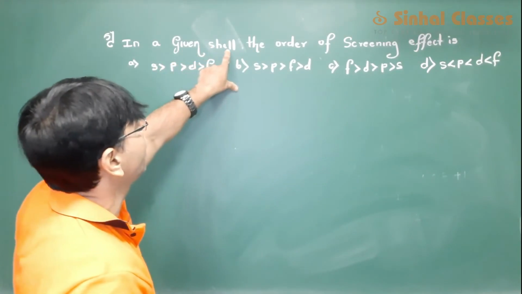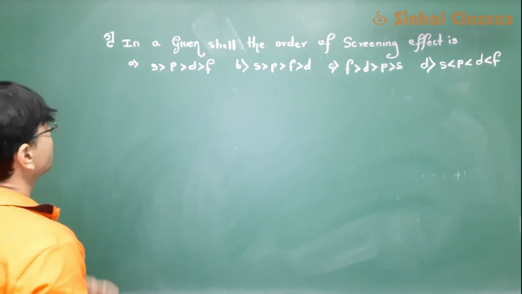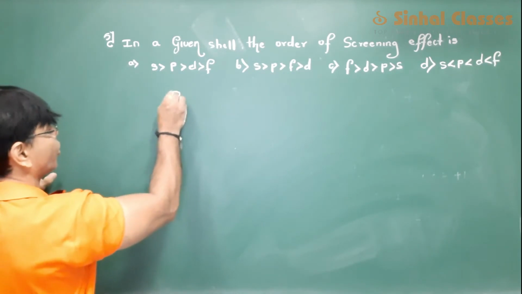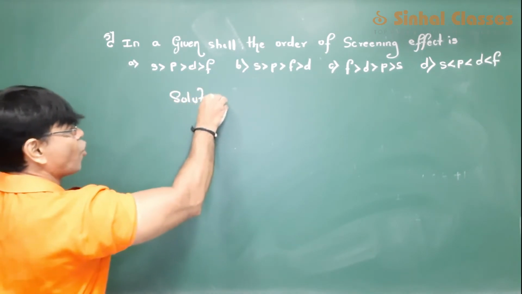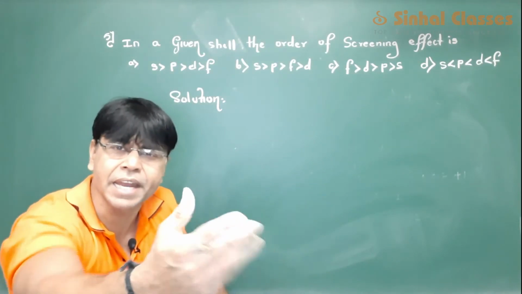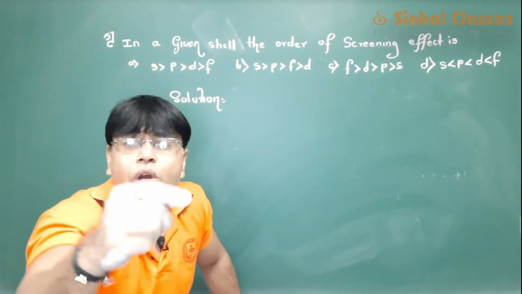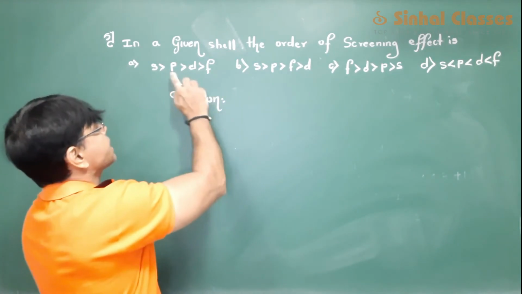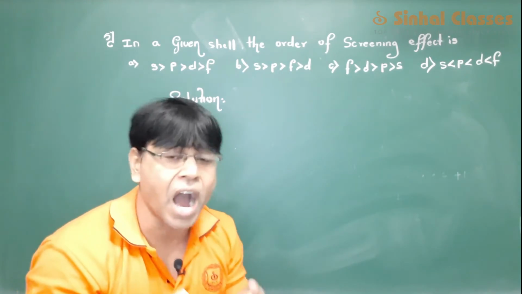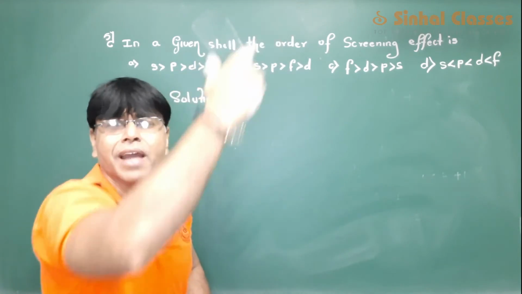In a given shell, the order of screening effect is. You want to know about screening effect. We all know that s orbital is very close to the nucleus as compared to p, d and f. Screening effect depends on effective nuclear charge. Since s orbital is very close to the nucleus, it will experience a higher effective nuclear charge compared to p, then d and the last f.